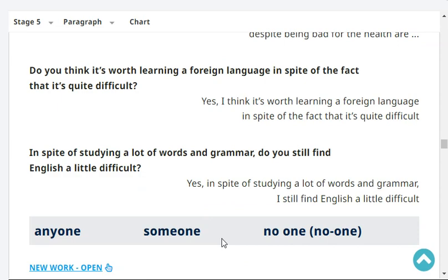Do you think it's worth learning a foreign language in spite of the fact that it's quite difficult? Yes, I think it's worth learning a foreign language in spite of the fact that it's quite difficult. Right?